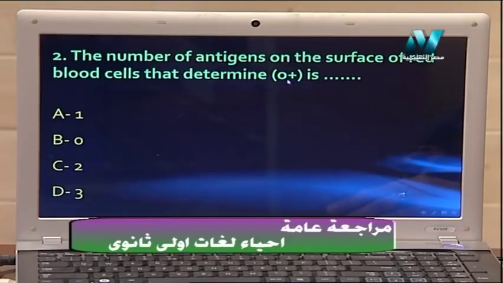When we talk about O positive here, the number of antigen will be 1, 0, 2, or 3. Of course here O has no antigen A or B, but positive contains RH. That means the correct answer will be 1. 1 here is related to the positive RH. But O negative has no antigen at all on the surface of the red blood cell.